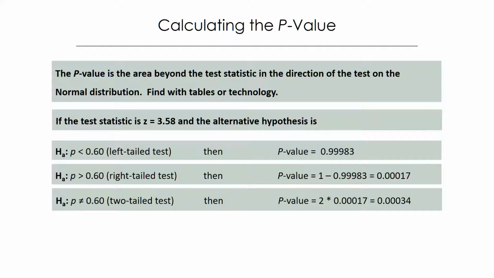And finally, if h sub a is that p is not equal to 0.6, that would be a two-tailed test, and then the p-value is 2 times the smaller of the previous two, which is 0.00017 or 0.00034.